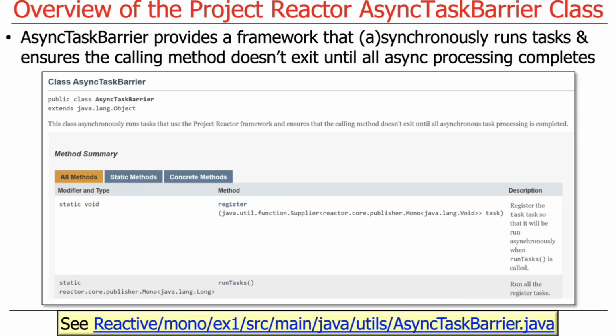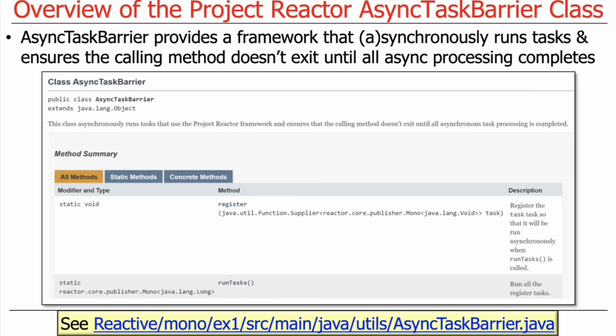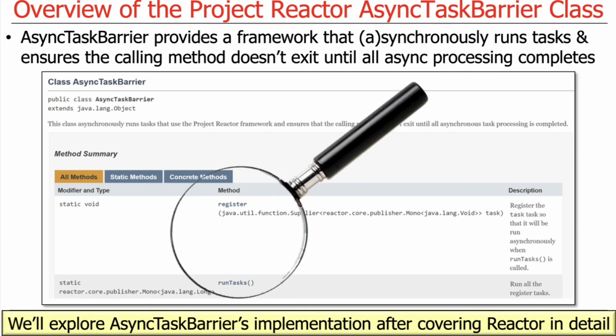So the AsyncTaskBarrier provides a framework that will run tasks either synchronously or, more likely, asynchronously, so then it's more interesting. And it ensures that the calling thread that invokes the method, basically the one that calls runTasks followed by block, doesn't exit until all the asynchronous processing completes. That's the secret sauce of AsyncTaskBarrier. And after we've covered a whole pile of Project Reactor operators in much, much more detail for Fluxes and Monos, we will return and explore the implementation of the AsyncTaskBarrier. It's really, really, really cool.